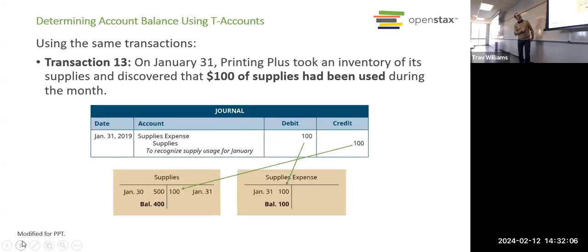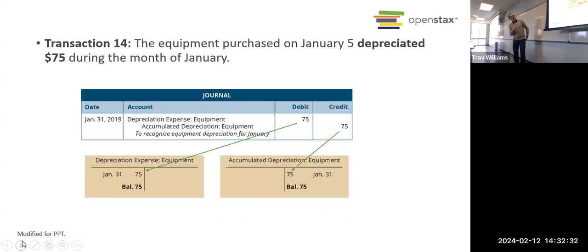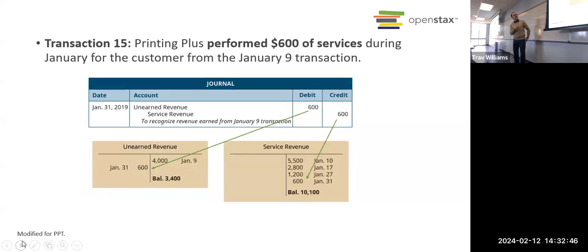Okay. All right, let's cover a little bit more and then we'll take a break in 8 minutes. All right, here's a transaction. So they discovered $100 of supplies had been used. As we've seen before, that's a supplies expense. And our supplies go down, right? And so we record that then to the ledger. Nothing new there. We took some depreciation on our equipment. Again, we've seen this before. Debit to depreciation expense, credit to accumulated depreciation, and then those get copied to the ledger as well.